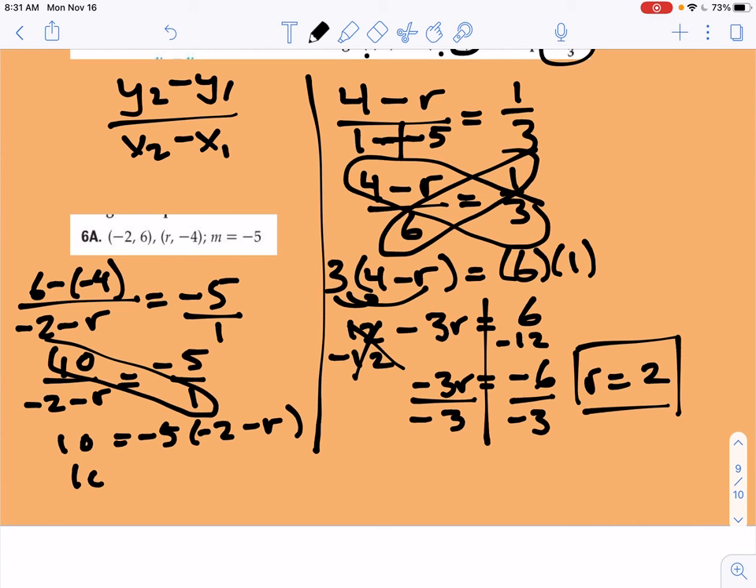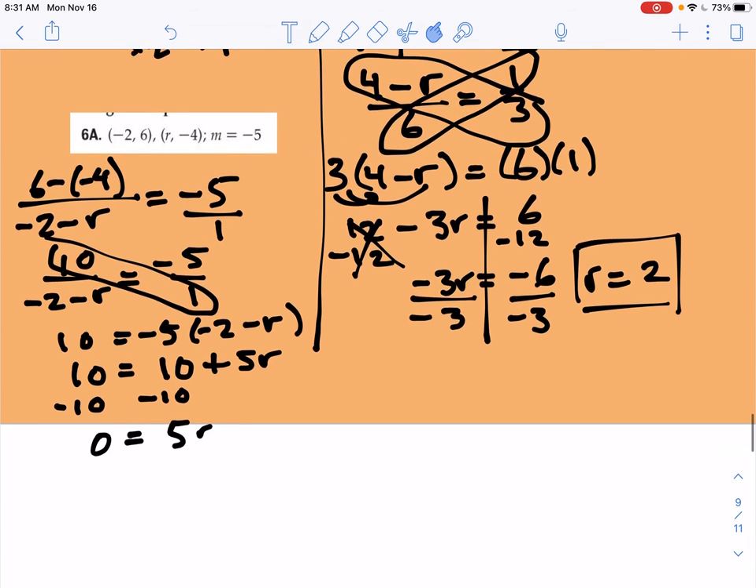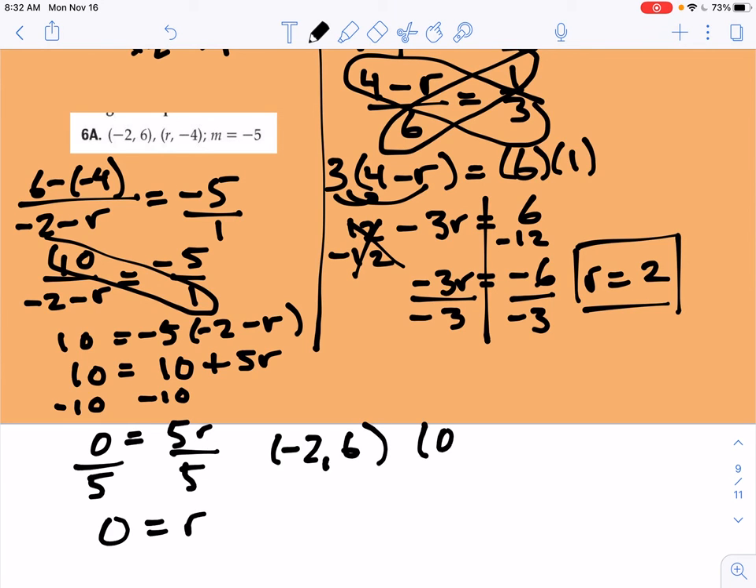So let's do a little multiplying here. Negative 5 times negative 2 is positive 10. And negative 5 times negative r is positive 5r. So subtract 10 from both sides, you get 0 equals 5r. If I divide both by 5, you get r is equal to 0. And so that means that I have the point (-2, 6) and the point (0, -4). All I did was substitute this in for r right up here.